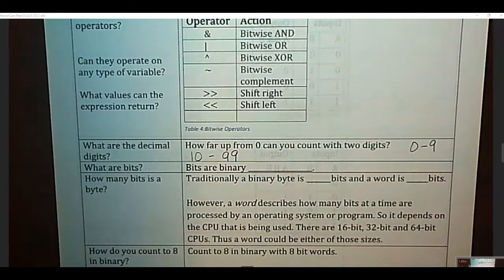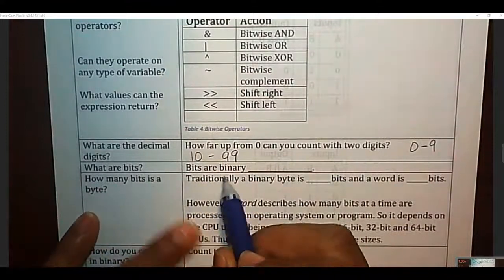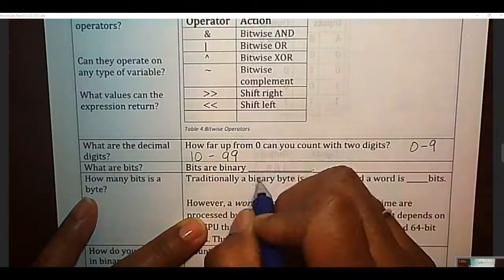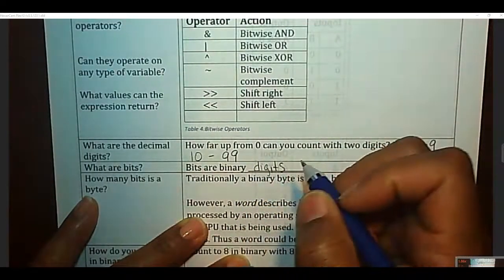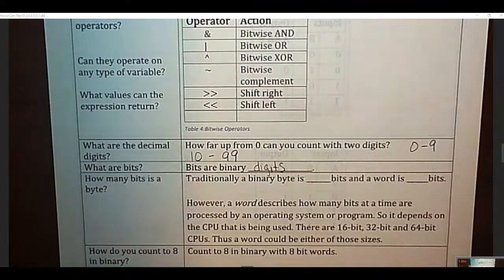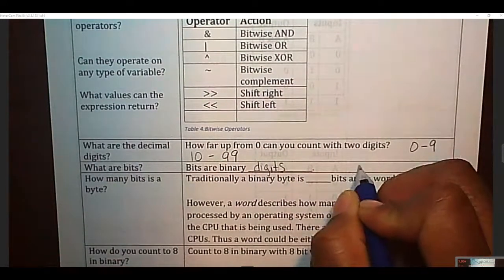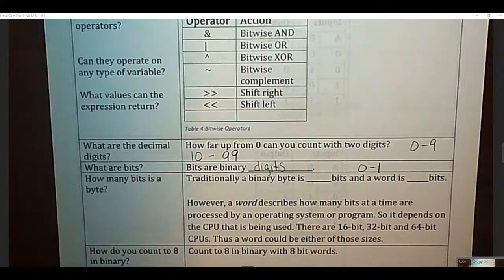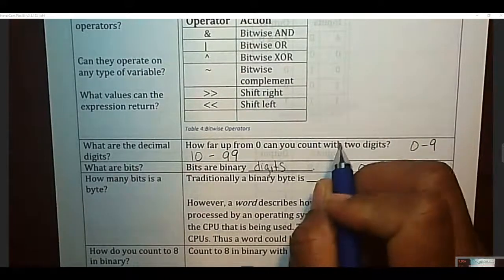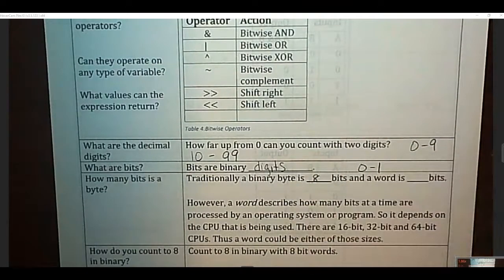We're going to do the same thing in the binary system, okay? So what are bits? Bits are basically binary digits. And in the binary number system, there are 2 digits, 0 and 1. That's it. So how many bits is a byte? I'm pretty sure you've heard of gigabytes, terabytes, kilobytes. What is a byte? So traditionally, a byte is 8 bits and a word is 16 bits.